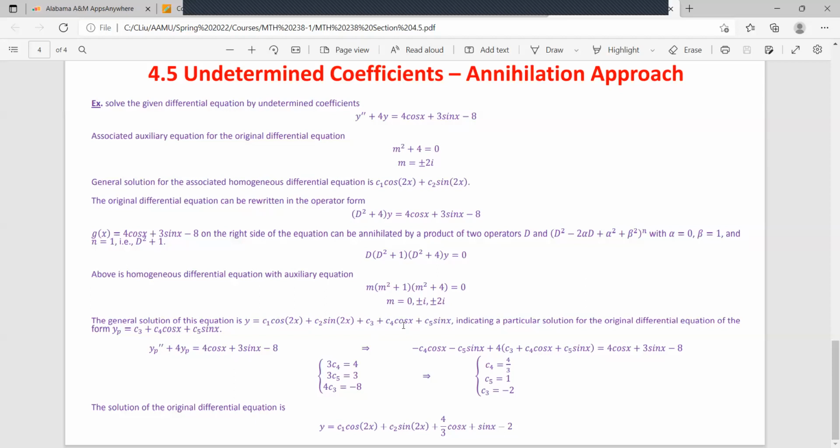So now, plugging yp into this equation is pretty easy. Just take the second derivative of yp. When you take the derivative of yp, you get 0 from C3, you get negative sine x from cosine x, and you get cosine x from sine x.